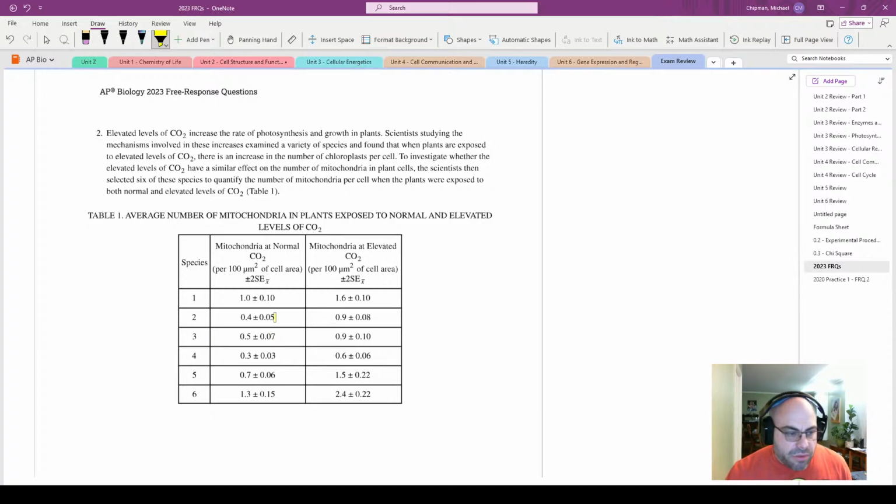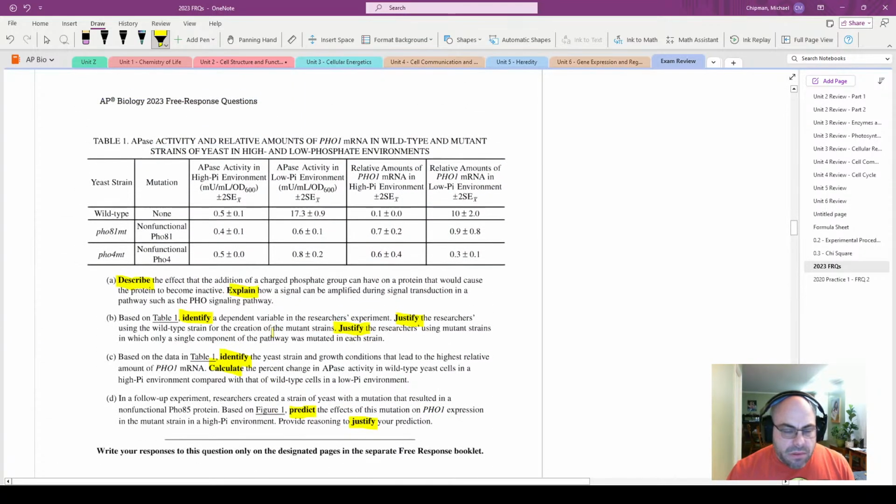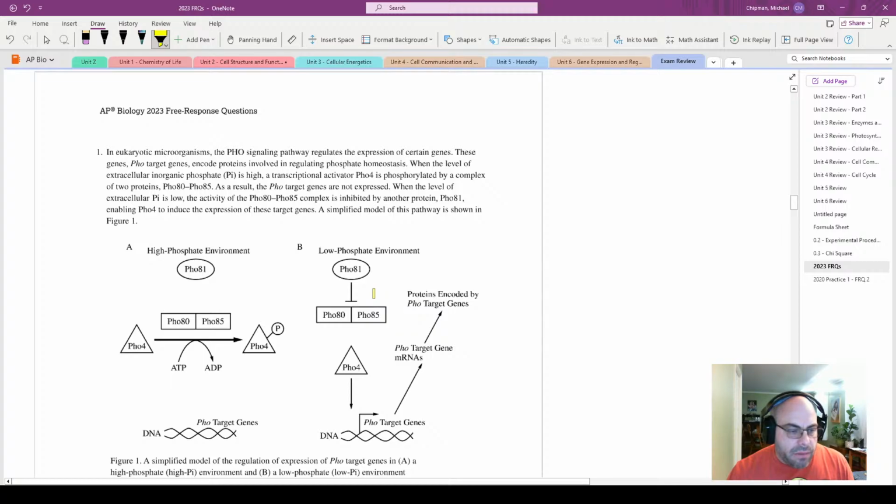Can you explain what the difference between independent, dependent, and control is? Yes, I can. Dependent variable, what's being measured. And so in this particular experiment right here, what's being measured? ATPase activity or relative amounts of mRNA. How do I know? Well, I could read the prompt, and the prompt would help me with that, right?